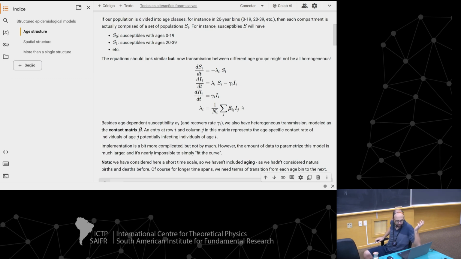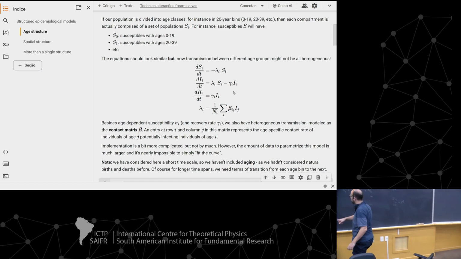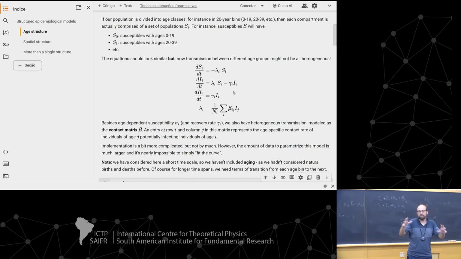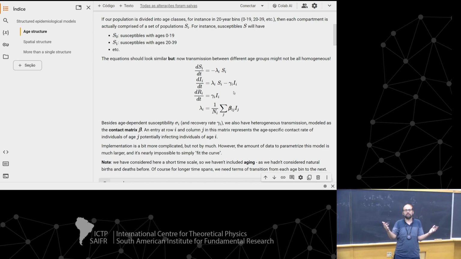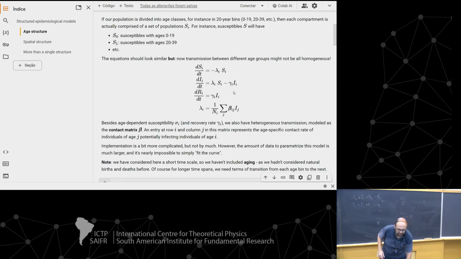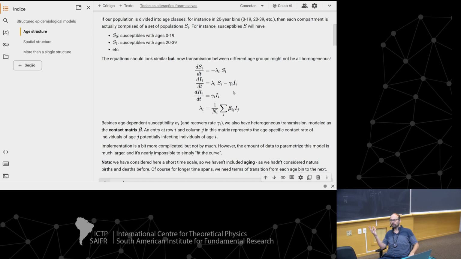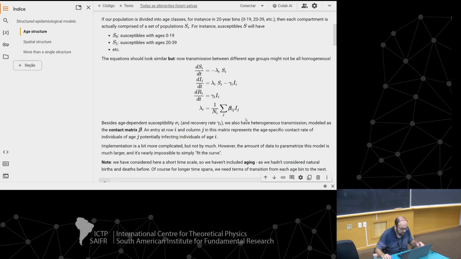This beta ij here means the contact rate between every 2 age classes. This forms a matrix, beta ij, so we write this as a matrix. This is called the contact matrix, and this is pretty important in general for structured models. This is maybe the main new ingredient here.